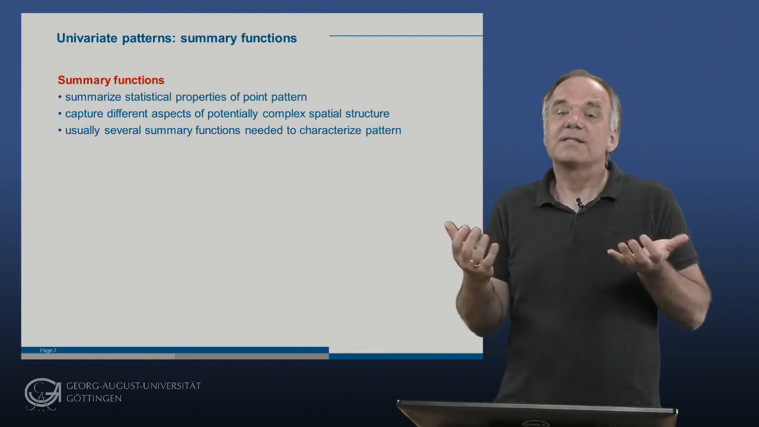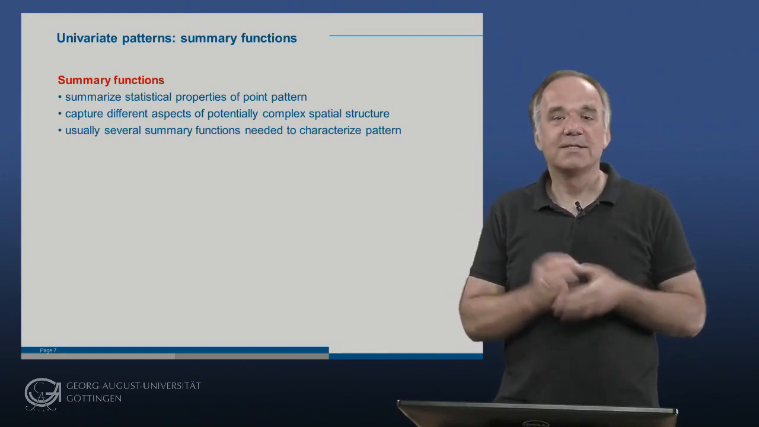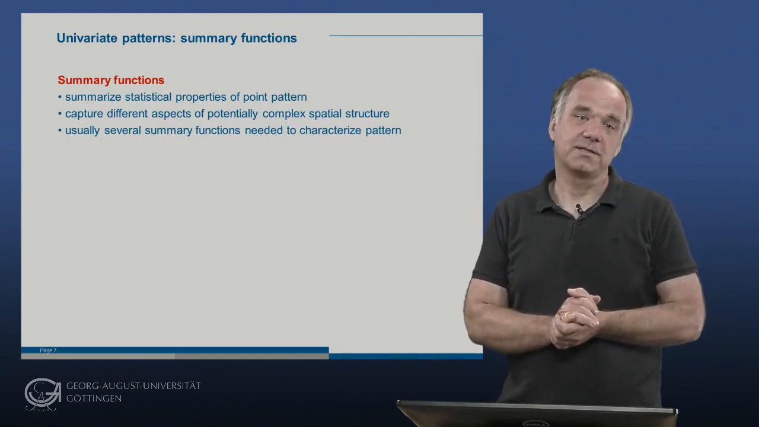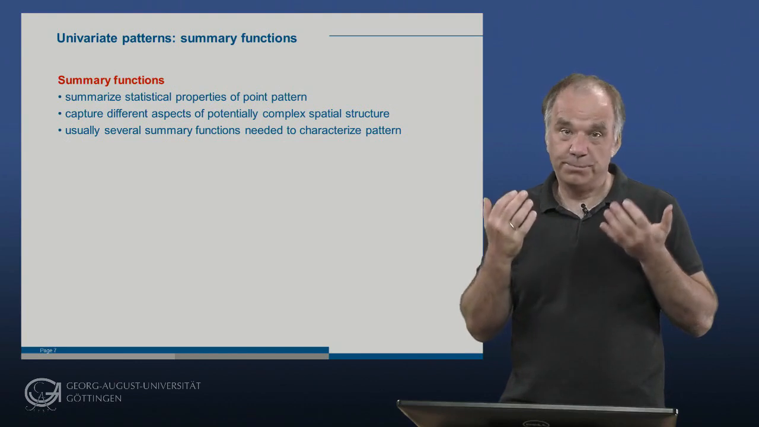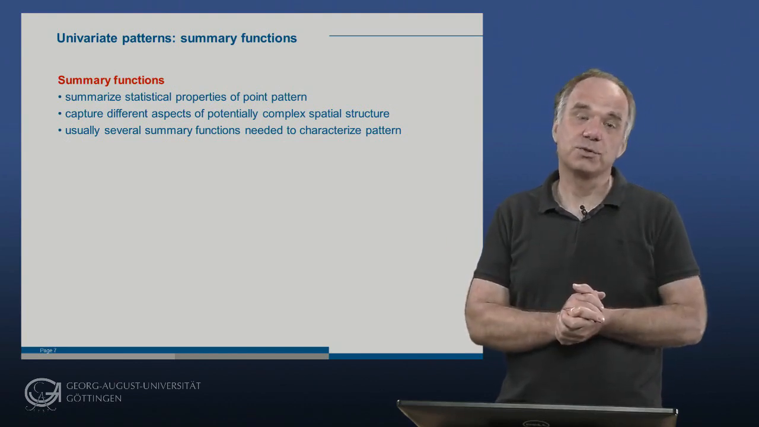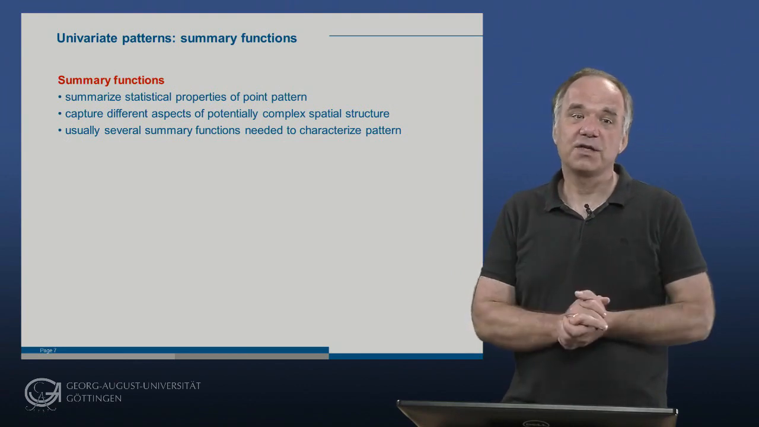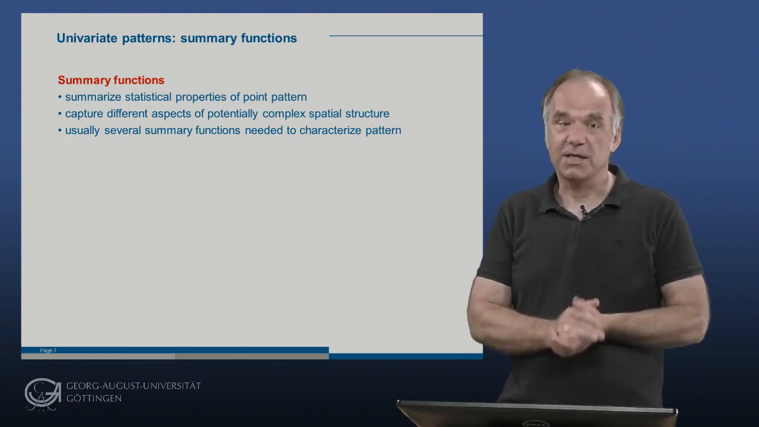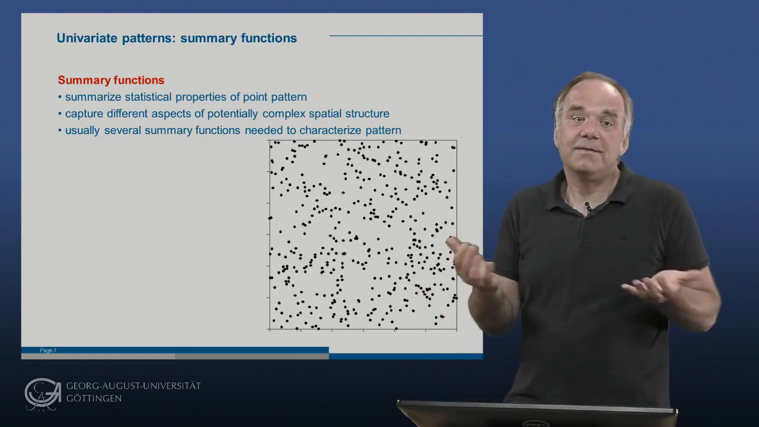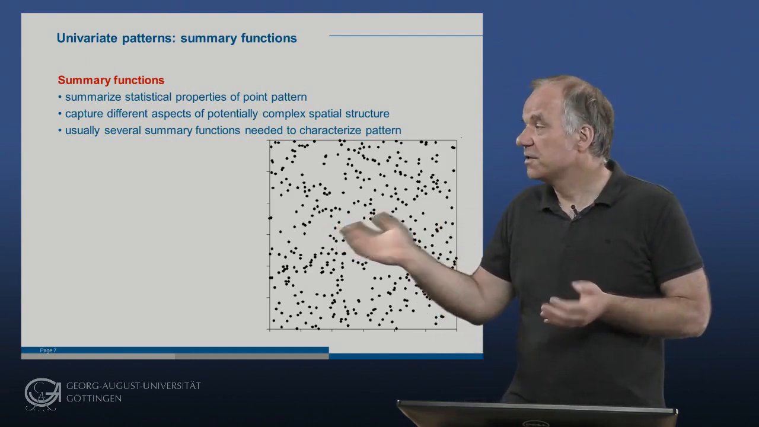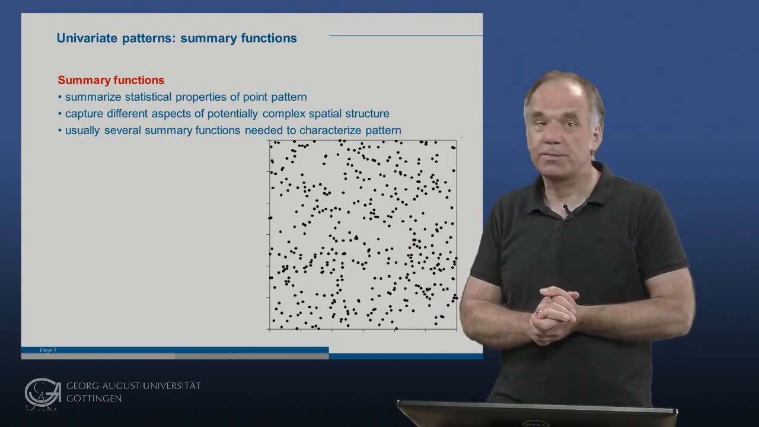So what are summary functions? Simply said, they summarize the statistical properties of point patterns. They capture the different aspects of the potentially very complex spatial structure, and usually we may need several summary functions to characterize complex patterns. In our case of this pattern here, how can we quantify its statistical properties?